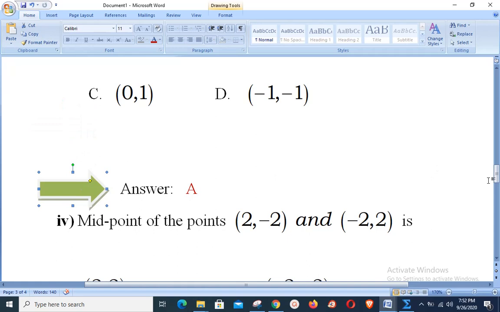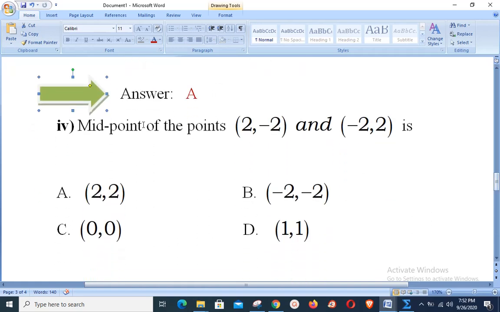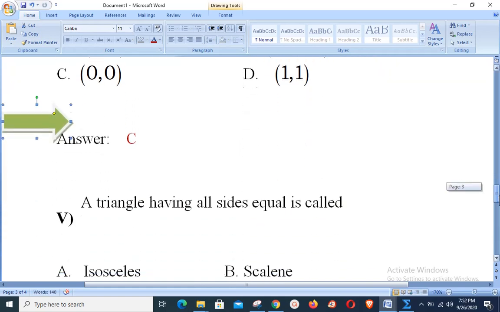Next, again you have to calculate the midpoint of the points (2, minus 2) and (minus 2, 2). Very simple and very interesting. 2 plus minus 2 will give you 0, and 0 over 2 you already know will be 0. The same will be the situation here: minus 2 plus 2 will be 0, over 2 will again be 0, and that makes option C my correct answer, as you can see over here.